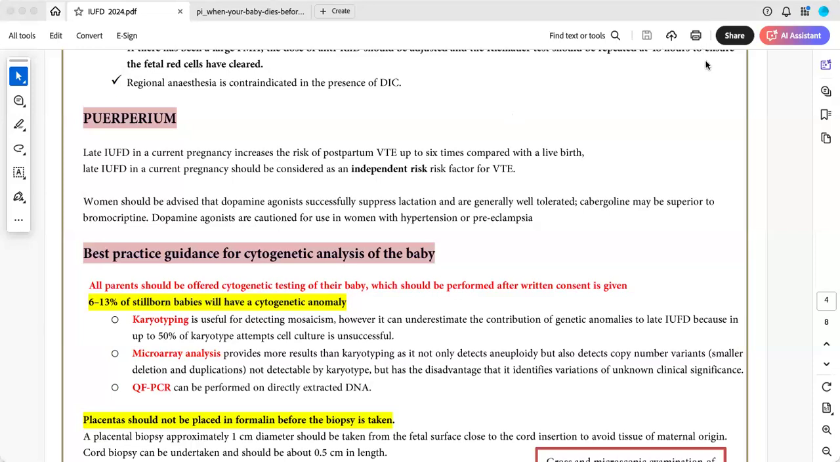So they will ask you also about the medication of choice. Then you will choose from the dopamine agonist group, you will choose cabergoline. Cabergoline may be superior to bromocriptine, okay? In this case, dopamine agonists are cautioned for use in women with hypertension or preeclampsia. So please be careful as well. Okay, my friends?